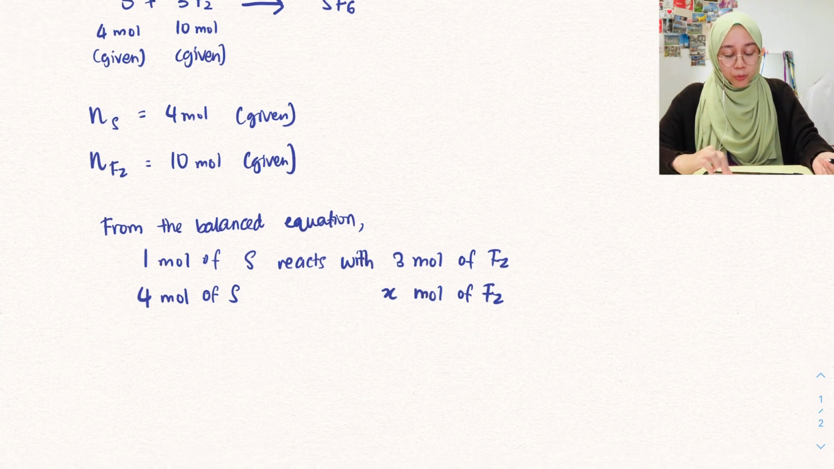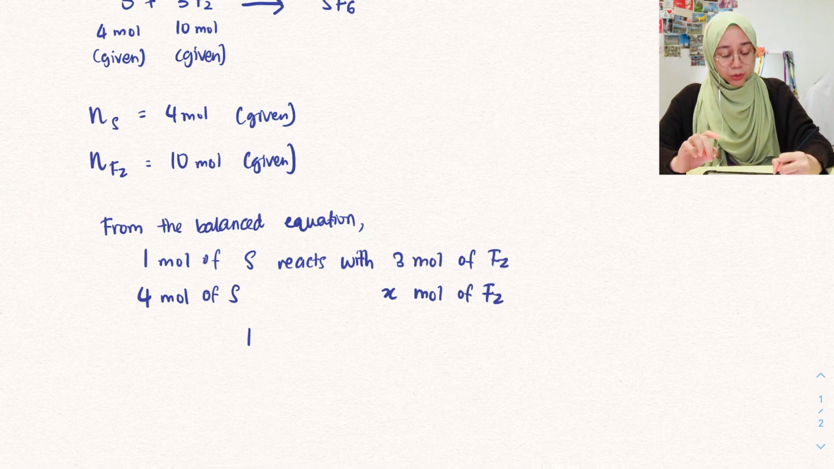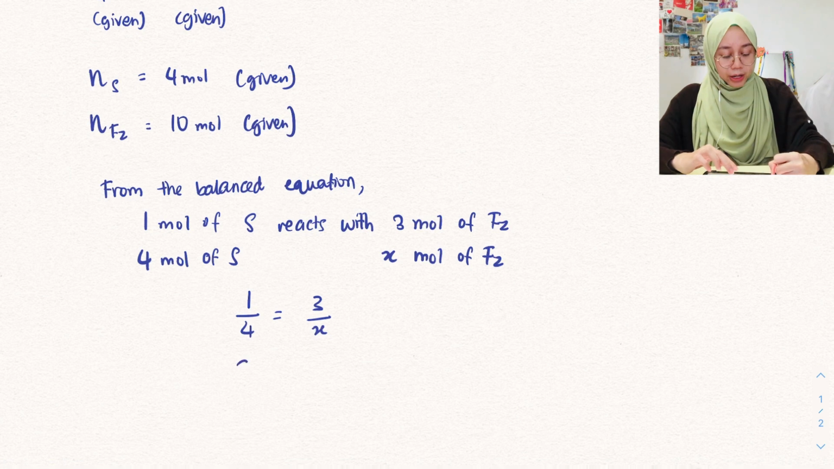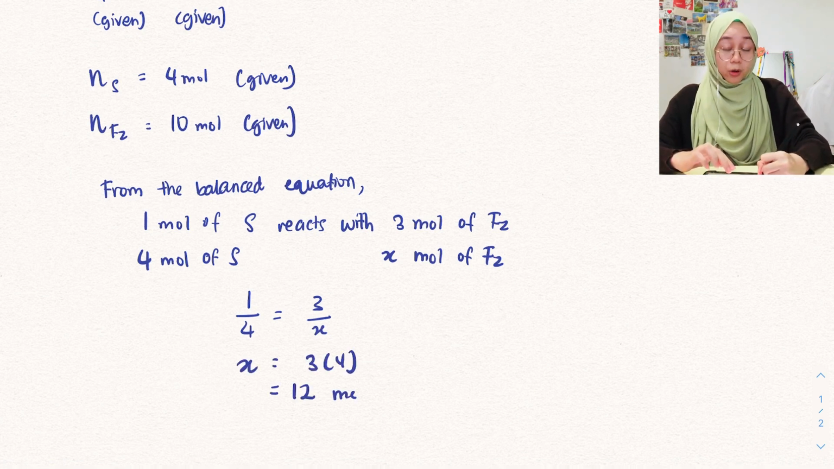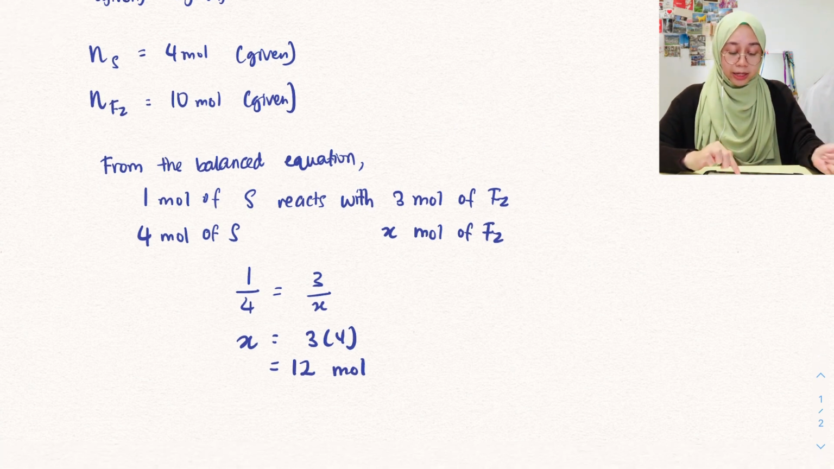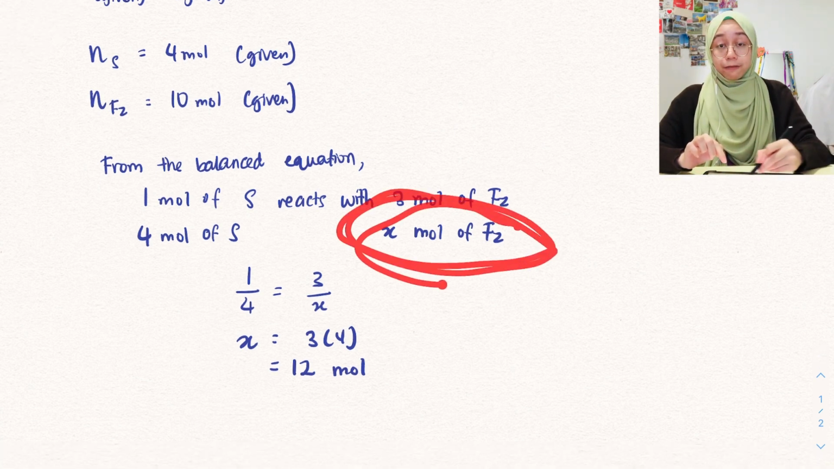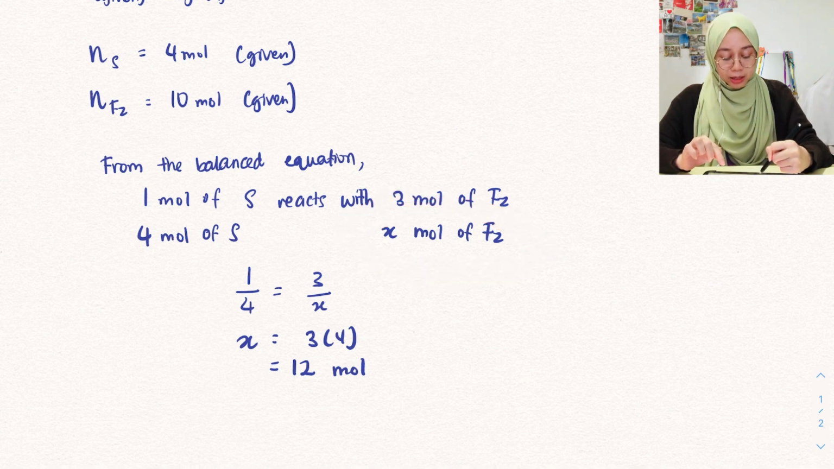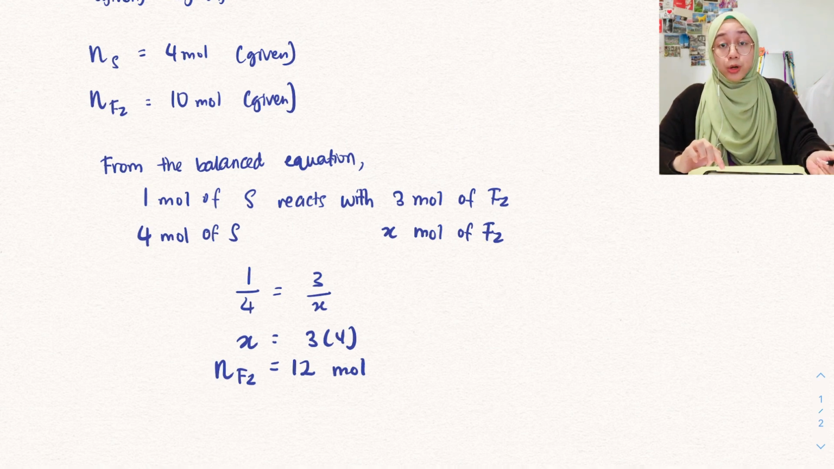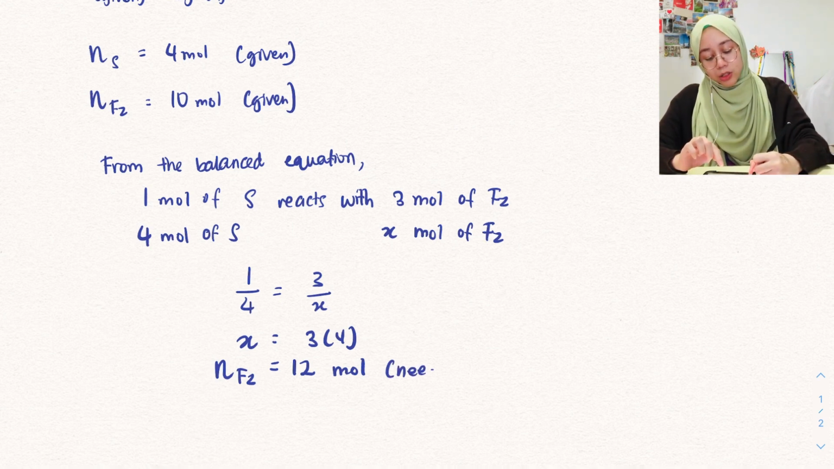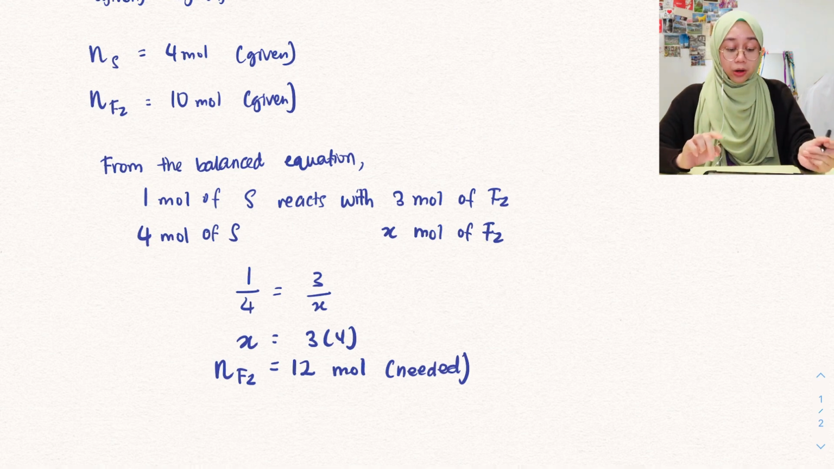Okay, so now we are going to look for the X kan. So 1 bahagi 4 equals to 3 divided by X. Therefore, X is equals to 3 times 4. So you get 12 mole. Siapa punya mole ni kelas? Okay, so ini adalah mole untuk F2. Okay, jadi labelkan properly. So nF2, is this given mole ataupun needed mole? This is needed mole. So if we use 4 mole of sulfur, meaning we need 12 mole of F2.